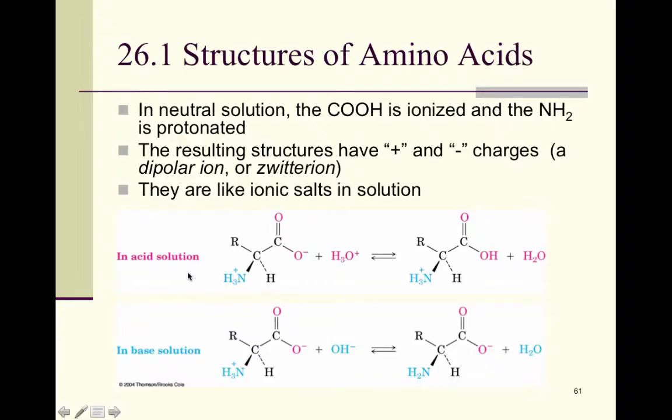In an acidic solution, your zwitterion can undergo protonation of this oxygen here, forming an OH group. In a basic solution, it's this nitrogen here that loses its hydrogen and forms this ion.